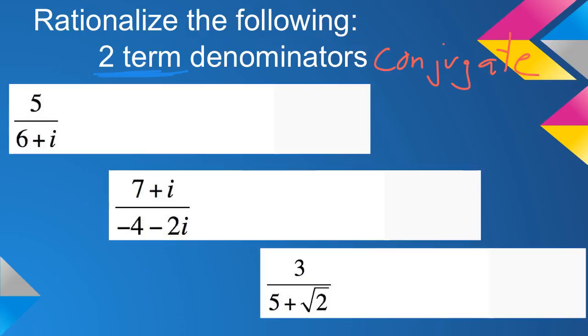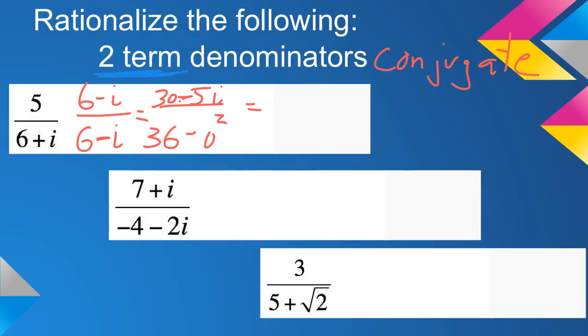So if you have 6 plus i, you're going to multiply by 6 minus i on bottom and on top. As you distribute all that, the top becomes 30 minus 5i, all over the product of 6 plus i and 6 minus i, which becomes 36 minus i squared. That equals 30 minus 5i all over 37, because i squared is negative 1, so you have to add 1 to 36.